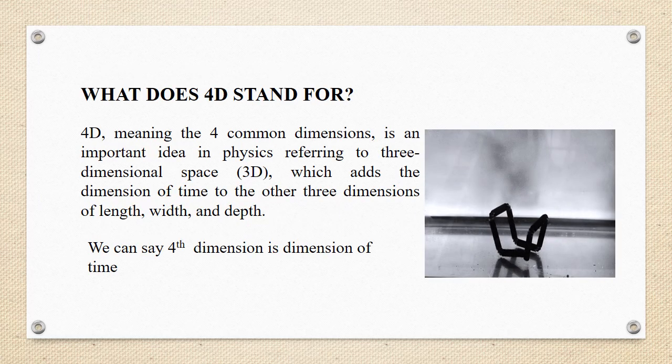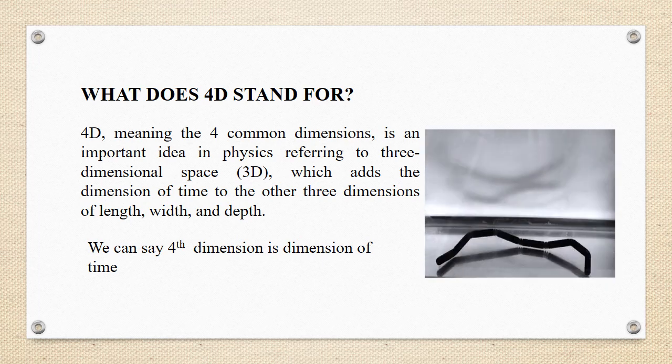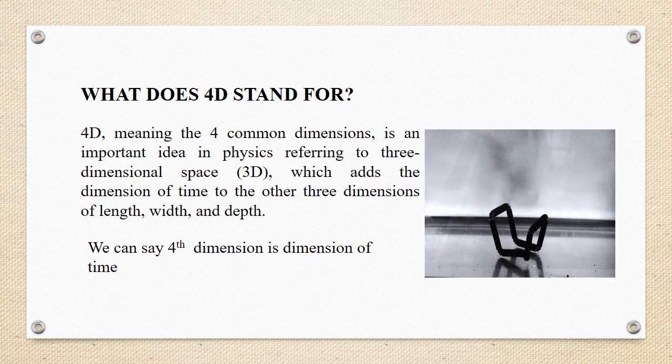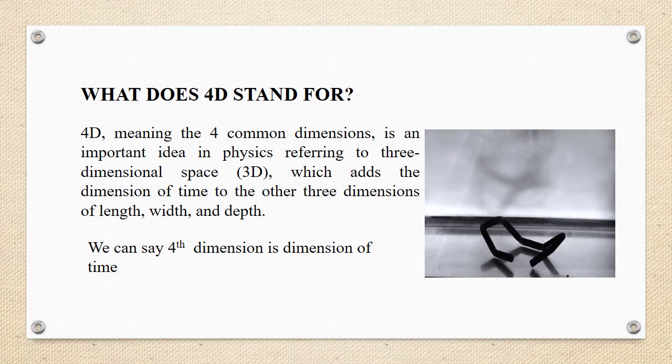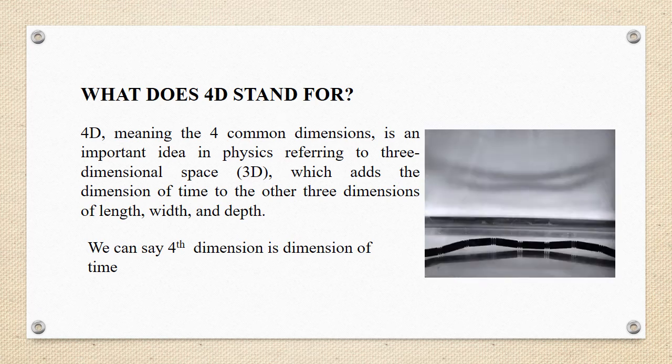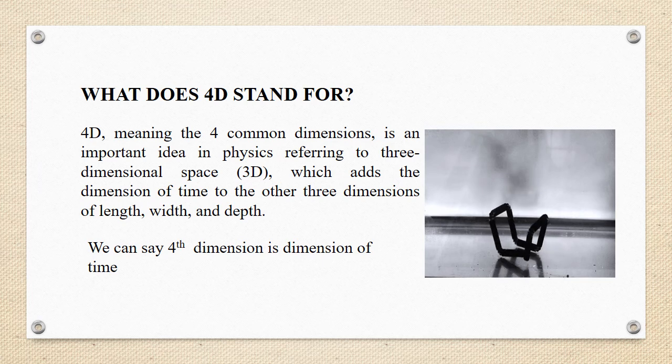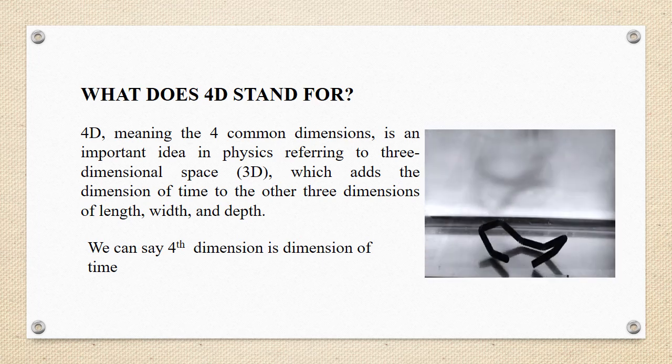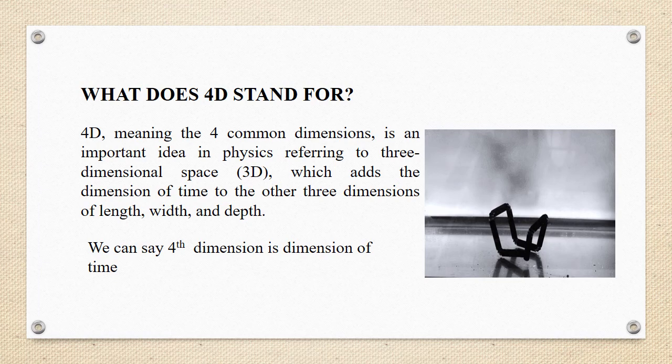What does 4D stand for? The 4D, meaning the fourth dimension, is an important idea in physics referring to three-dimensional space, 3D, which adds the dimension of time to the other three dimensions of length, width, and depth. Here we can say that the fourth dimension is the dimension of time because we require external energy which can change its shape, size, and others.